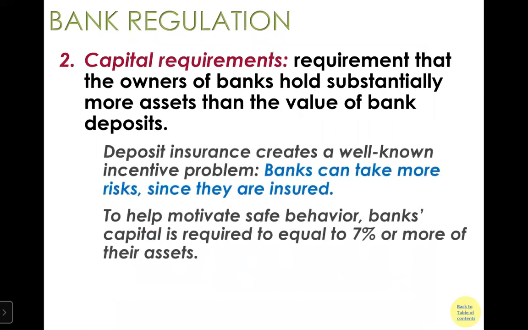The second regulation is the capital requirement. So what is a capital requirement? It requires the owners of the bank to also hold substantially more assets than the value of bank deposits. How to understand that? In the example we just showed, the money comes from the savers, and the bank is going to operate the savers' money. So they may not have enough incentive to keep your money safe, because in the worst case scenario, if the bank fails, they didn't lose anything.